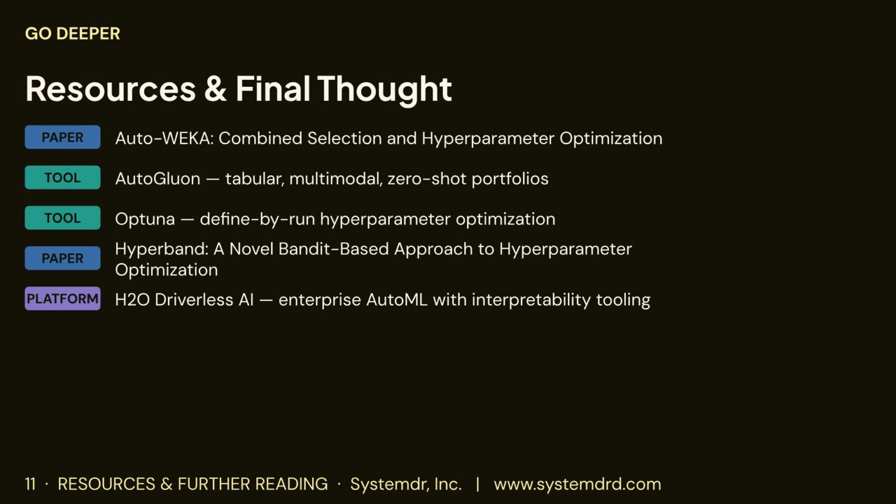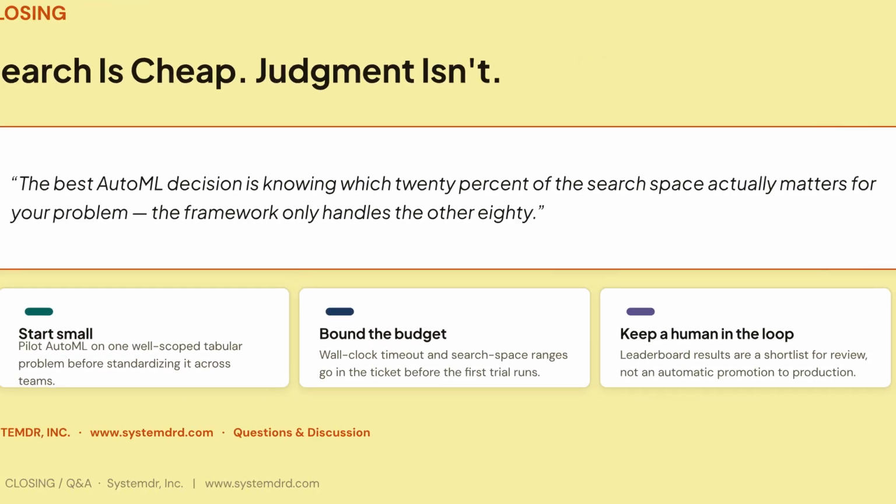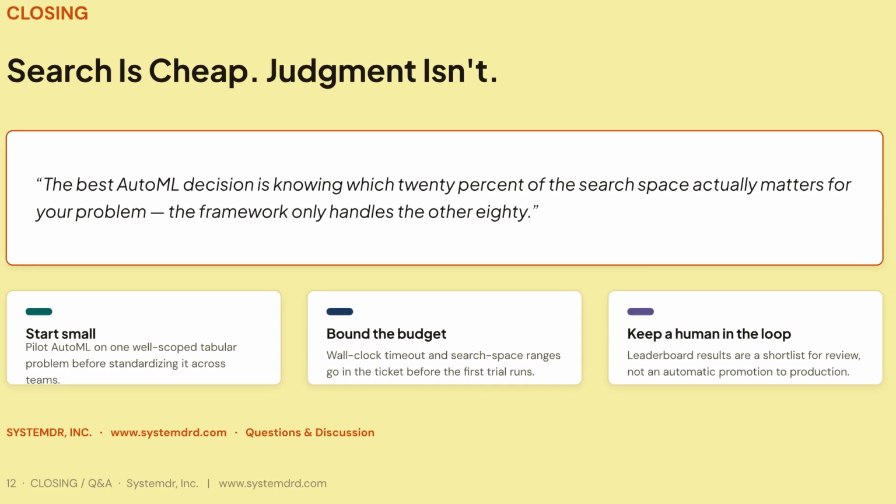Reading the paper behind a tool is usually a faster way to find its blind spots than reading its marketing page. Worth the extra hour before you standardize on any one of these. Let's close with the idea to hold on to. The best AutoML decision is knowing which 20% of the search space actually matters for your problem. The framework only handles the other 80%.